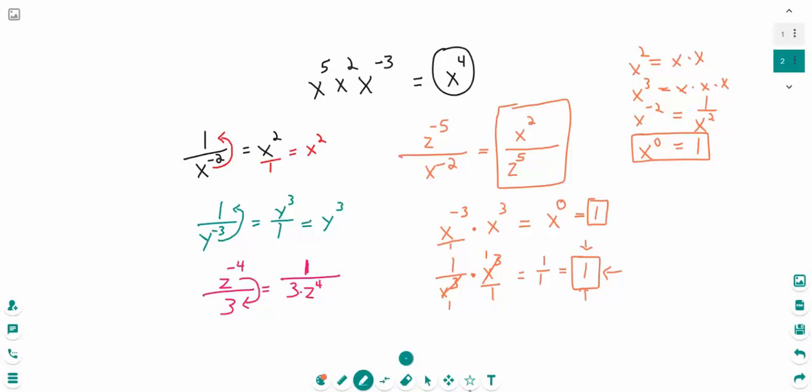So if you have a z to the 0, well, that's going to be equal to a 1. If you have a w to a 0, that's going to be equal to a 1. If you have a smiley face raised to the 0, that is going to be equal to 1. If you have a 5 raised to the 0, that is going to be equal to 1. If you have a 1,000 raised to the 0, that is going to be equal to 1. Anything raised to the 0 power is equal to 1, without exception. Okay? All right, does that make sense to you? I hope it does.